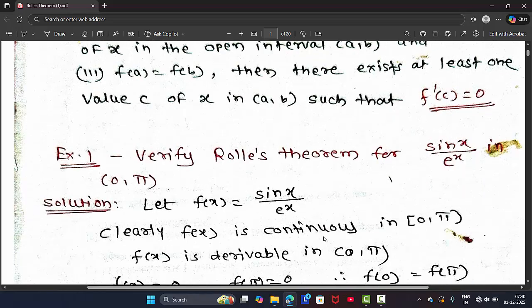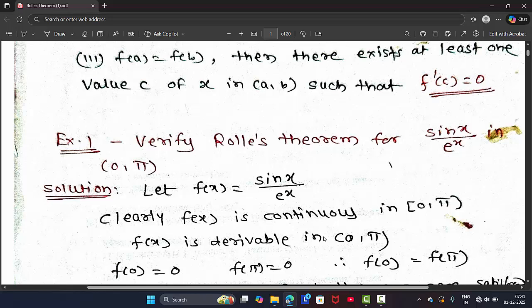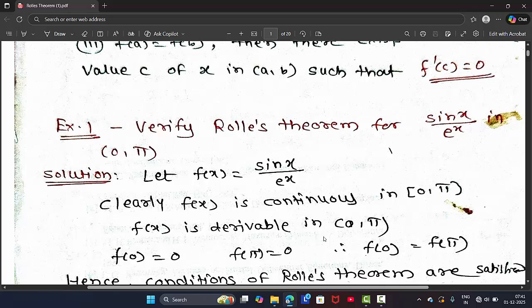First problem is: verify Rolle's theorem for sin x divided by e raised to x in the interval 0 to pi. f(x) is sin x divided by e raised to x. We have to verify Rolle's theorem for this function. Clearly, sin x divided by e raised to x is continuous in the closed interval [0, pi] and its derivative exists. Therefore, f(x) is derivable in the open interval (0, pi).